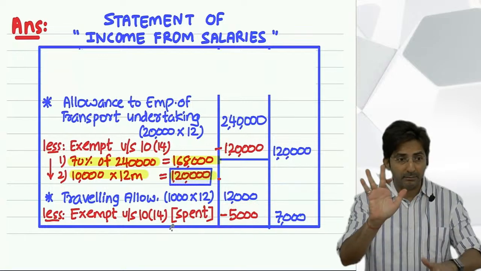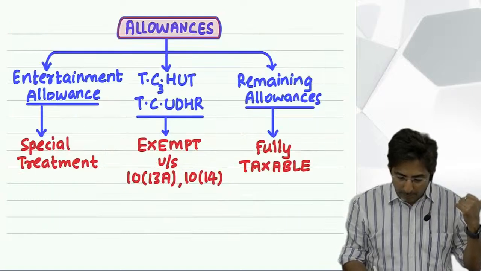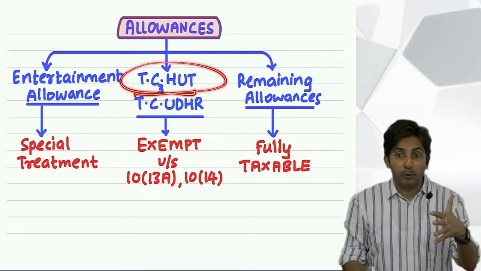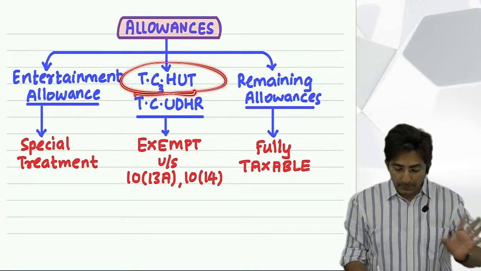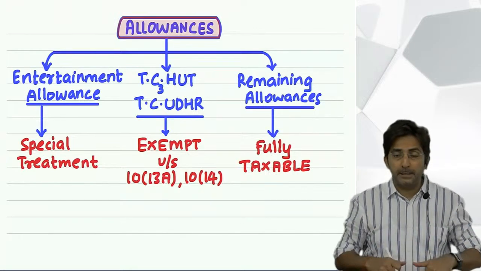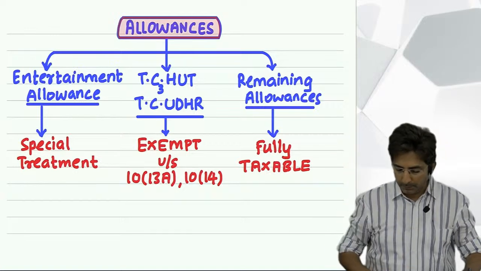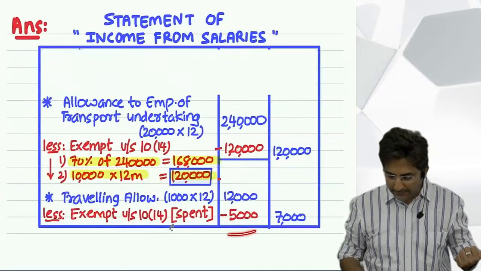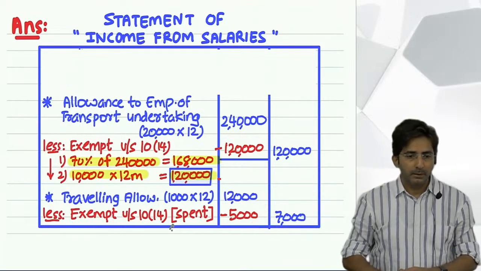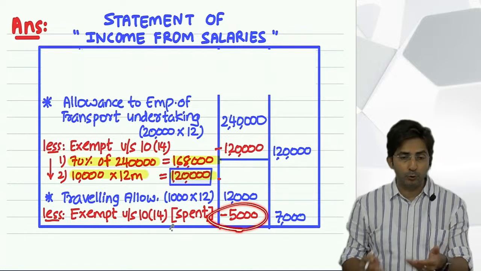Please don't learn by heart. See, in TC hut you had to memorize the amounts, 200, 800, and that formula 70%, remember. But in TC udhar there is nothing to memorize. Exemption depends upon how much is spent, and the spent amount will be given in the question. So in my example it is given as 5000, so minus 5000, outer column 7000. For you it is given in the question as 5000, so you take 5000.